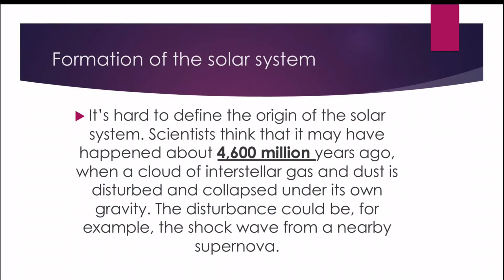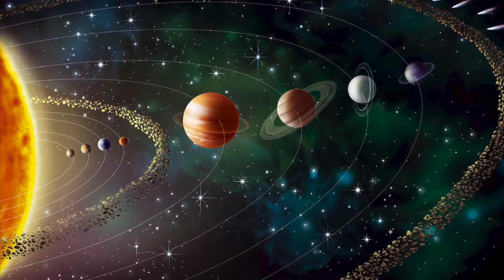Formation of the solar system. It's hard to define the origin of the solar system. Scientists think that it may have happened about 4,600 million years ago, when a cloud of interstellar gas and dust is disturbed and collapsed under its own gravity. The disturbance could be, for example, the shock wave from a nearby supernova.